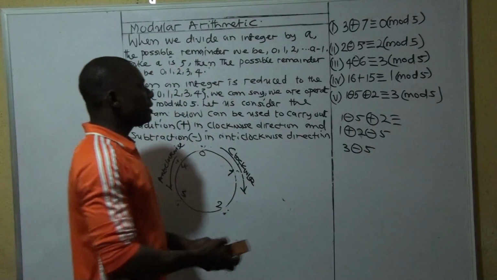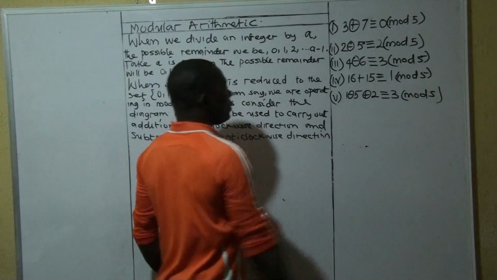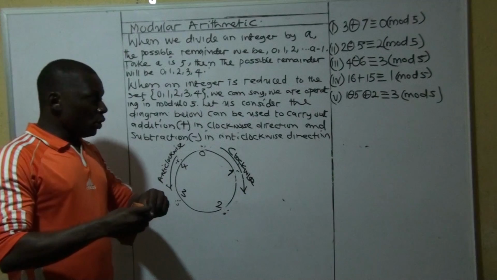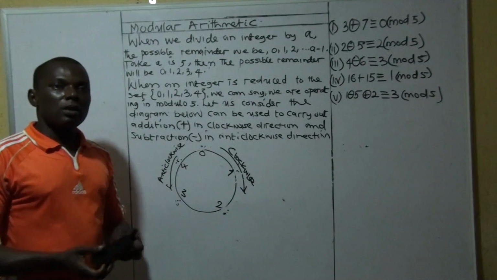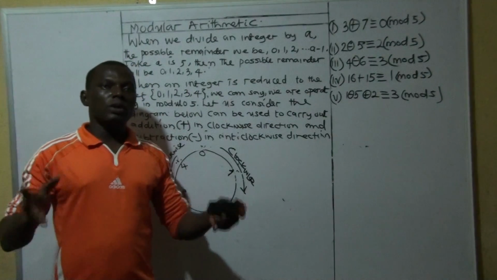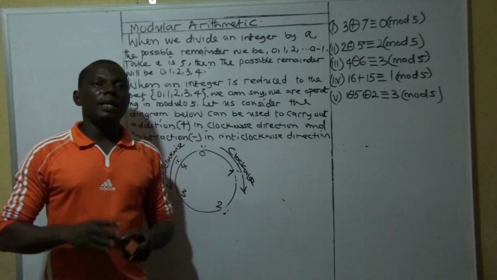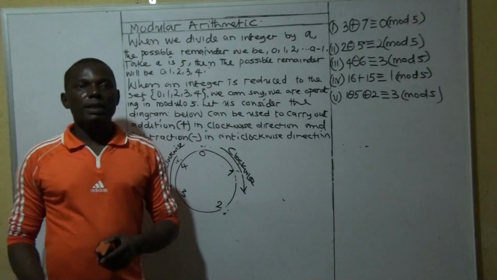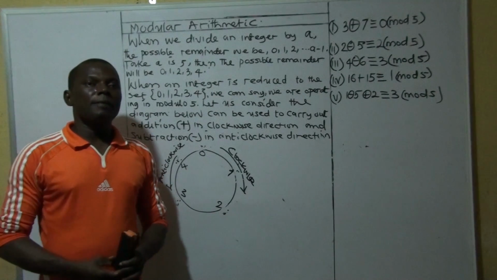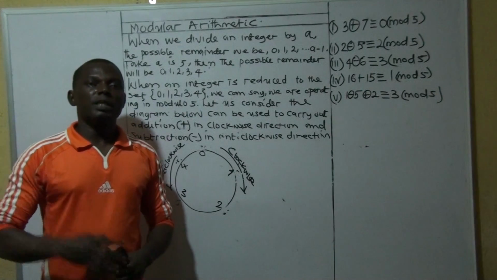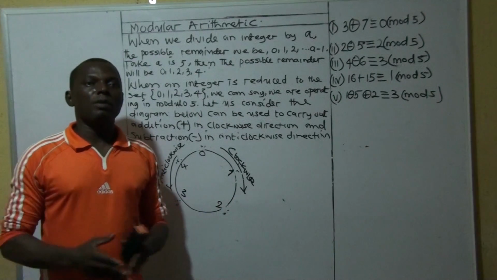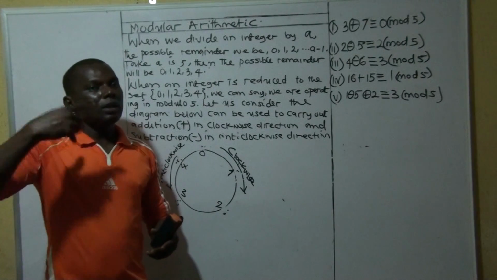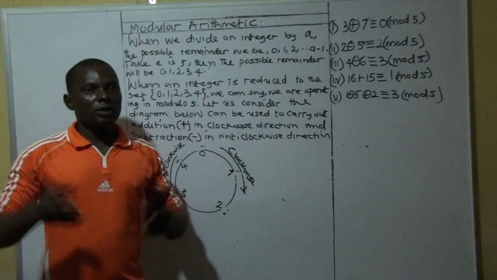Okay. This is just an introductory part to modular arithmetic. In our next video, I'll bring more complex questions than this, and we'll look at them in detail. Modular arithmetic is all about the remainder. We are more concerned about the remainder, not the number of times the number will go into an integer. It's all about the remainder.